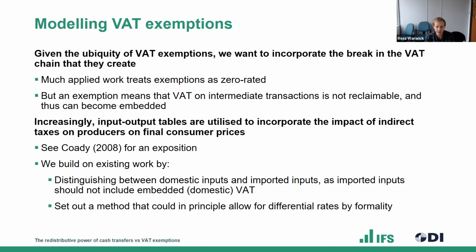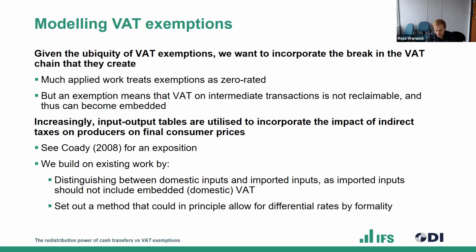Firstly, we distinguish between domestic inputs into production and imported inputs into production. The reason we do this is that imported inputs, if we abstract from global value chains, so the fact that something can go out of the country and then back in again, should not include any embedded domestic VAT. So this embedded effect of exemptions causing VAT to accumulate in the supply chain should not occur for imported inputs. That's why we distinguish these two.